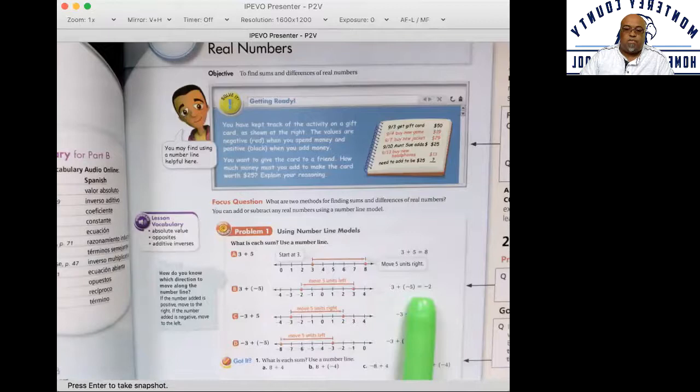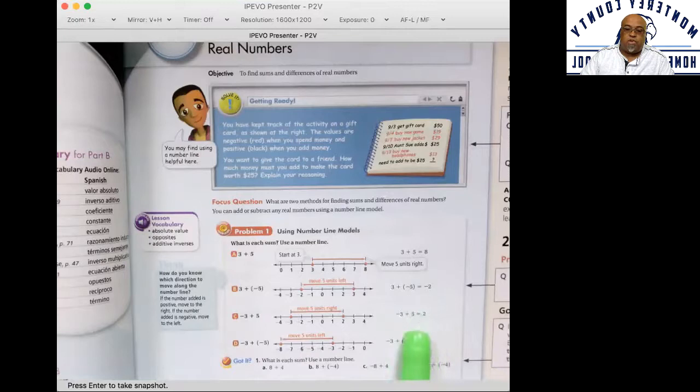And I ask the question, which one is a further distance from 0? Well, 5 is farther from 0, even though it's negative. So the one that's farthest from 0 tells you the sign of the answer. The one that's farthest from 0 is -5. Since it is negative, the answer would be -2.